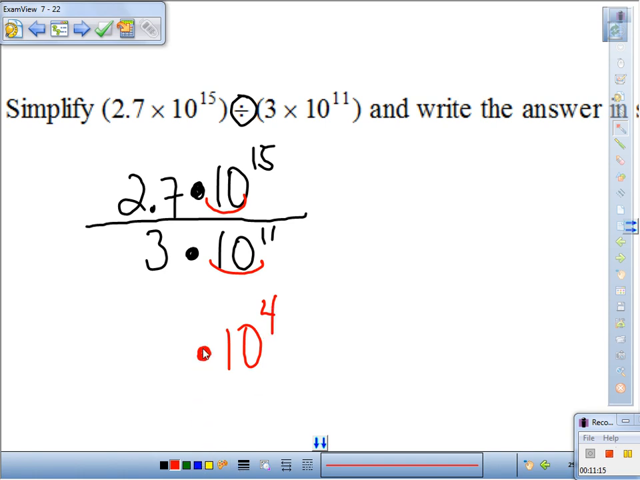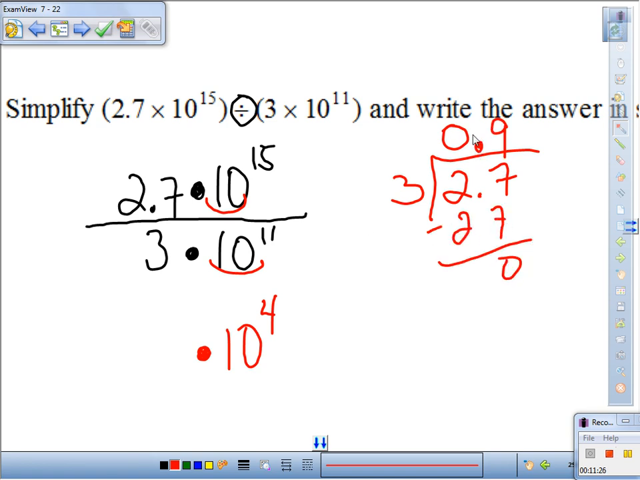Times 2.7 divided by 3. I'm going to write it over here. 2.7 divided by 3. Does not fit in there. Bring the decimal. 9 times 27. Subtract 0. So this is 0.9 times 10 to the 4th.